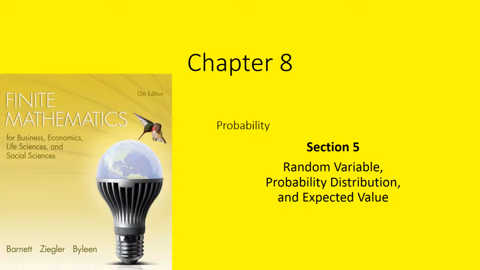Okay, this is section 8.5 in Barnett's finite mathematics: random variable, probability distribution, and expected value.